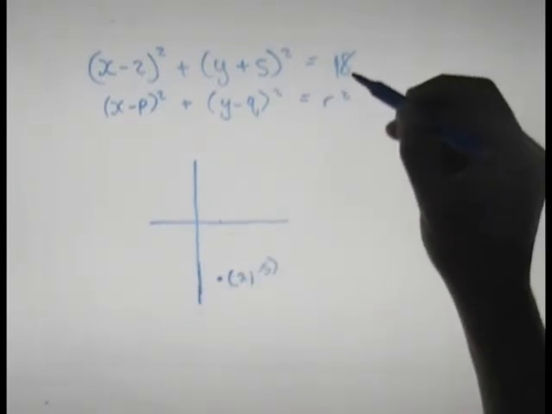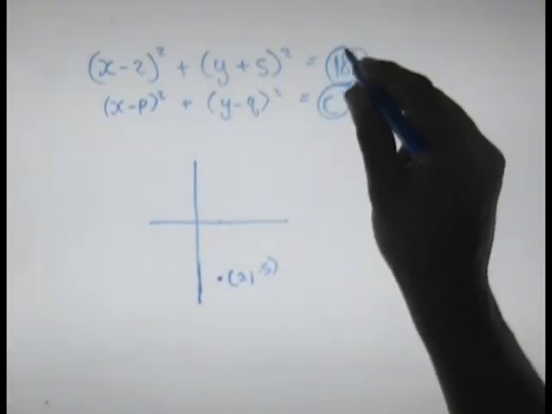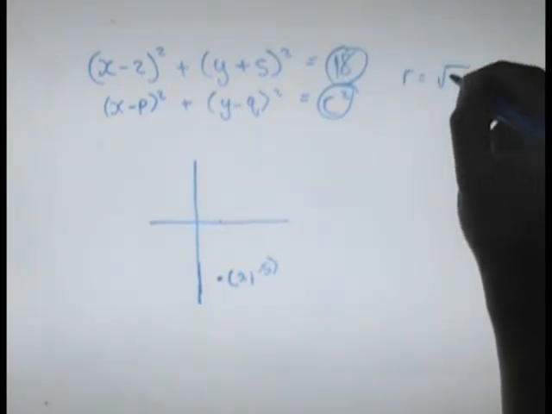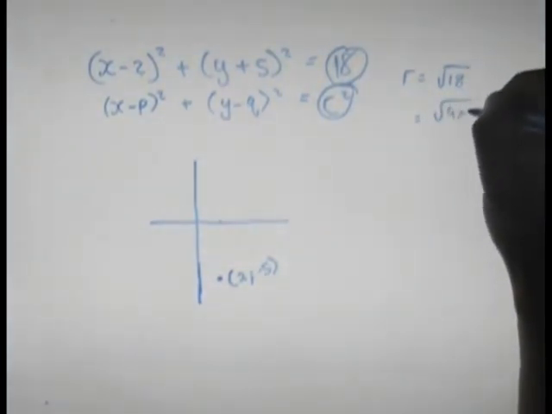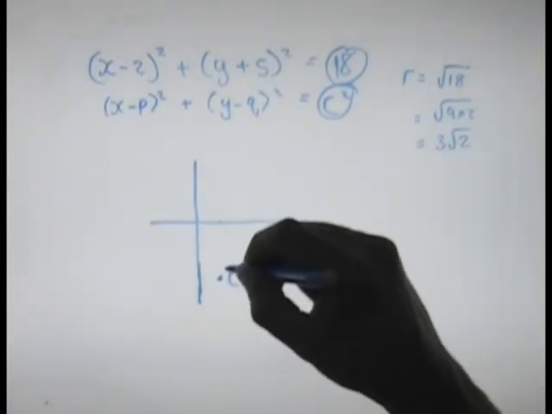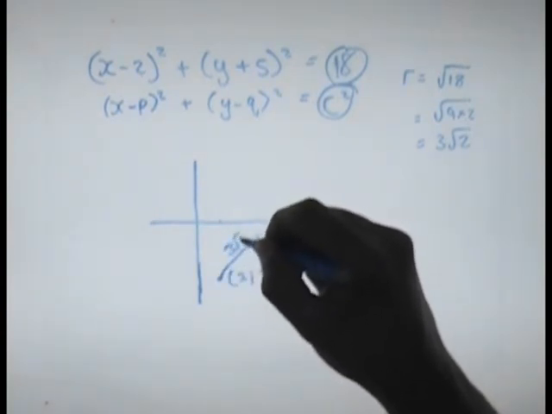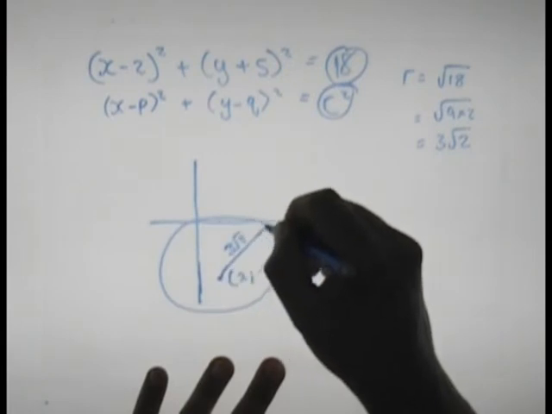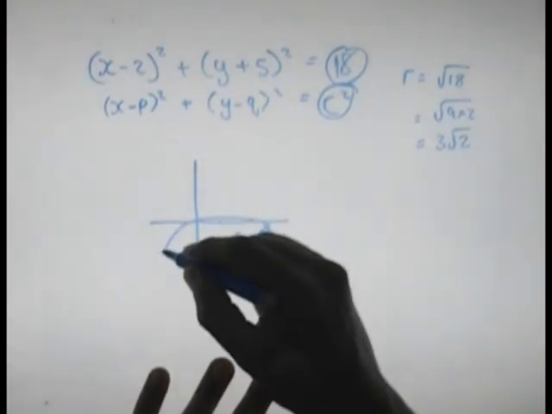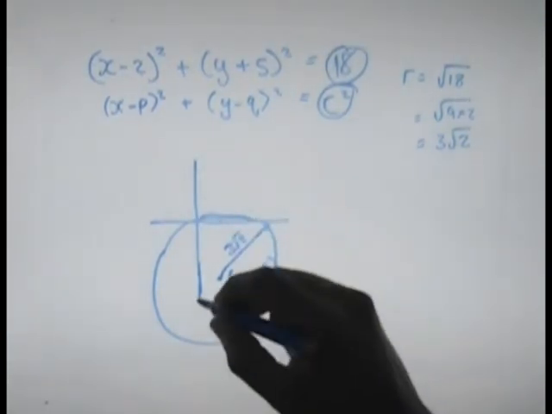Now we need to put in our radius. If r squared is equal to 18, it means that r is equal to square root of 18, which is equal to square root of 9 times 2. Square root of 9 is 3, so 3 root 2. That means that our radius, you can sketch it wherever you want to, is going to equal 3 root 2 to somewhere there, and then just draw a circle that looks round, as most circles should look.